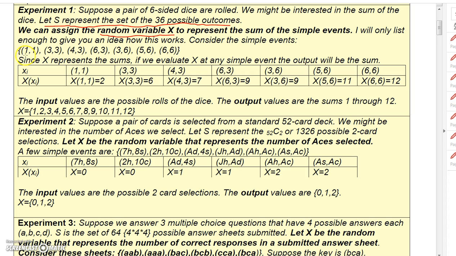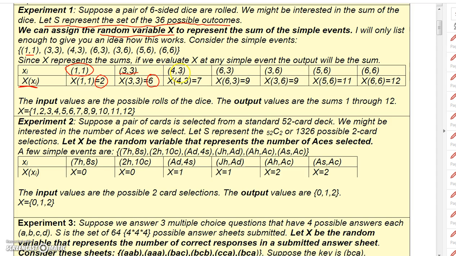So let's say, suppose we roll a 1-1. Well, if you evaluate the random variable, and X is the random variable or the random function, if you evaluate the function at this simple event, since we know that X represents the sum, then the output would just be the sum of the two numbers in that simple event. And if you evaluate it at the roll 3-3, then the output is going to be 6.